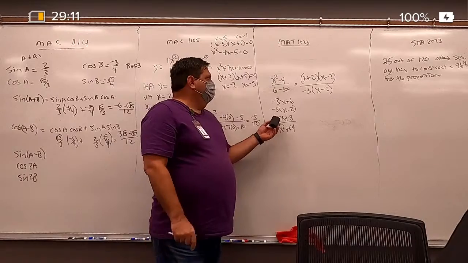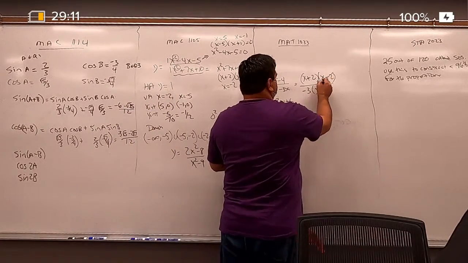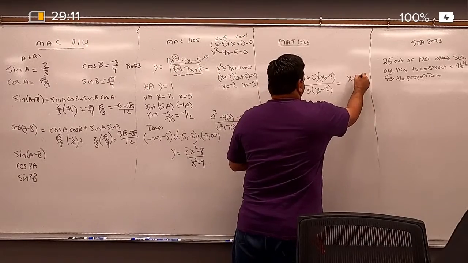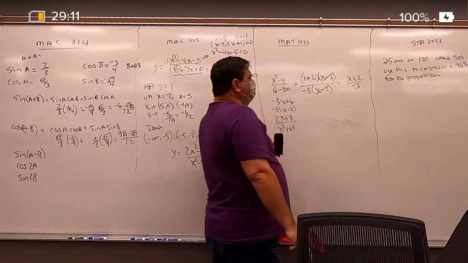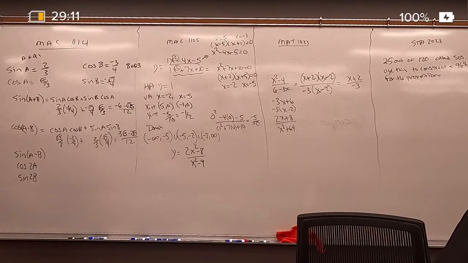Okay. Now, what cancels? X minus 2. X minus 2, leaving you with x plus 2 over negative 3. Alright, x plus 2 over negative 3.